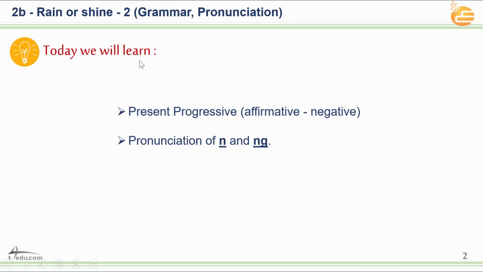At first, today we will learn number one, present progressive with the affirmative sentence and negative sentence. And what do we mean by present progressive? When can we use it? We will take some examples. Number two, the pronunciation of n at the end of the word, and also the sound of ng, also at the end of the word. So we will learn how we can pronounce the letter N at the end of the word, and how we can pronounce the two letters N and G also at the end of any word.